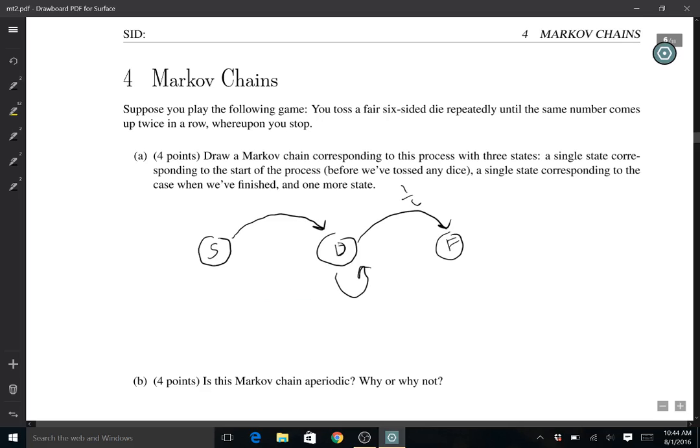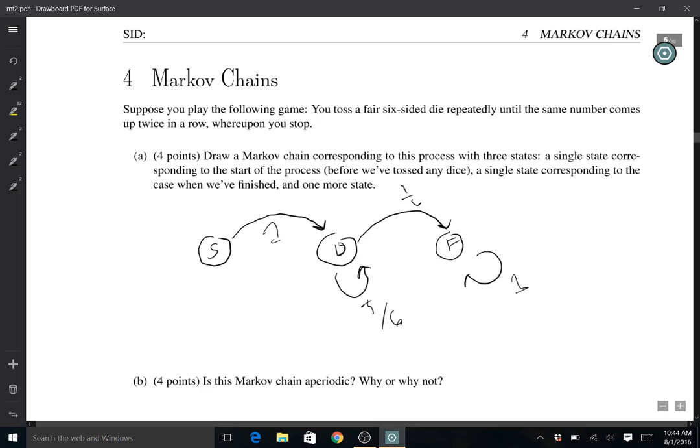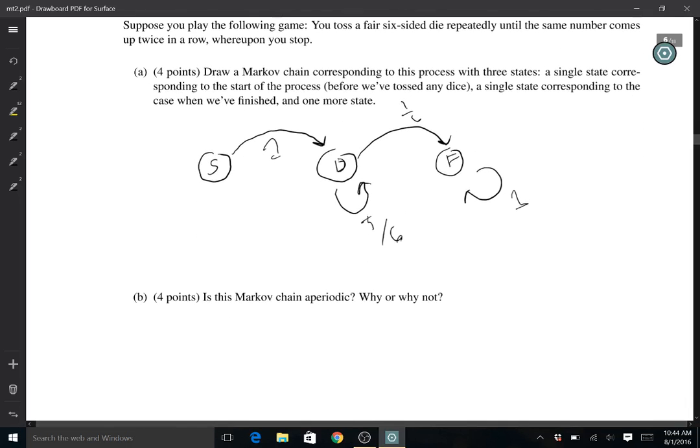And then the chance of this happening is just 1 minus 1/6, which is 5/6. And then for F, it's always just going to go back to itself, because that's usually how the finished states are defined. So there's nothing to do after that. And since this is the only arrow going out of S, this is 1. Okay, so that's part A.